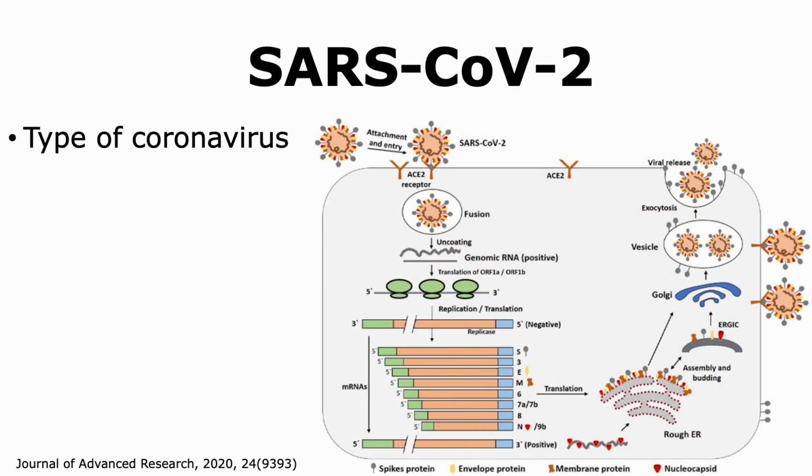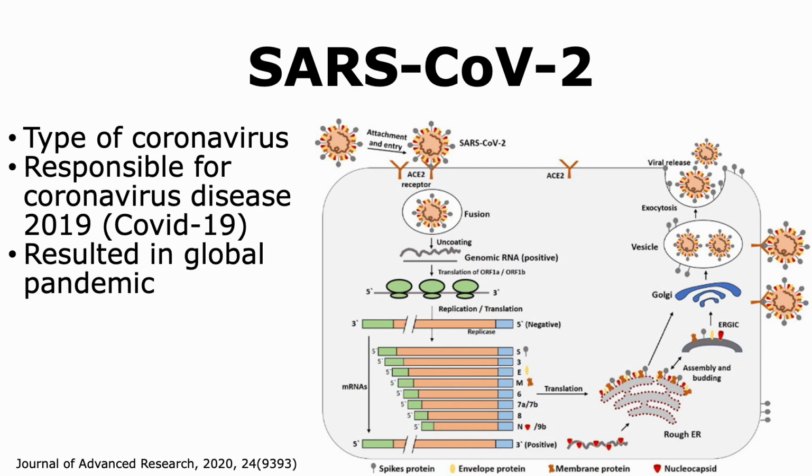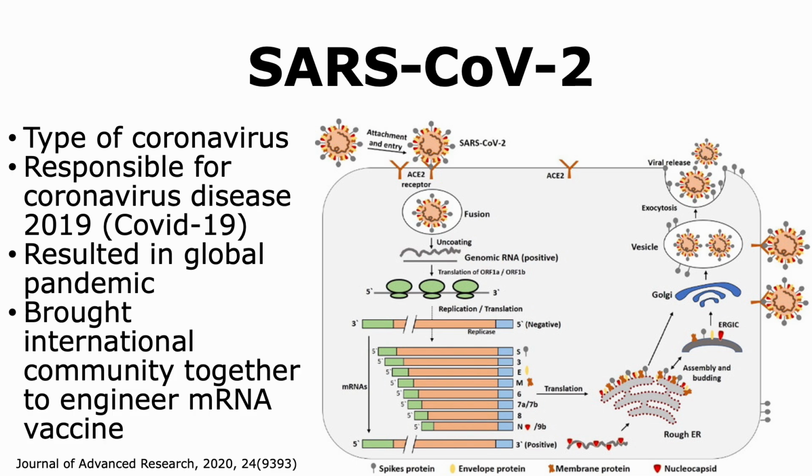SARS-CoV-2 is a type of coronavirus which was responsible for the coronavirus disease of 2019, which is popularly known as COVID-19. It resulted in a global pandemic that we all lived through, and it brought the international community together to engineer the first messenger RNA vaccine.